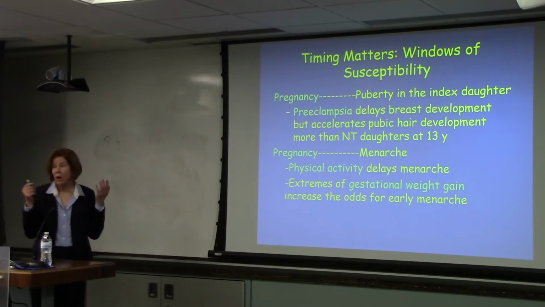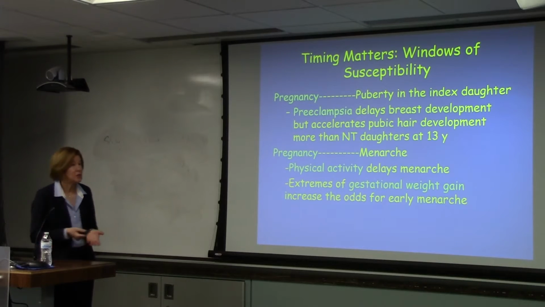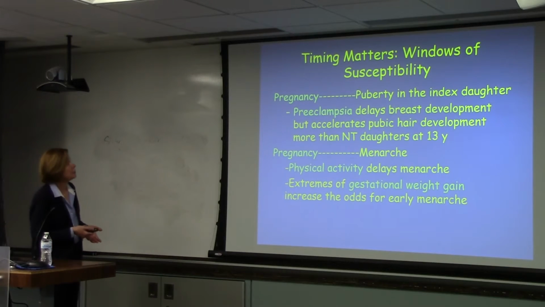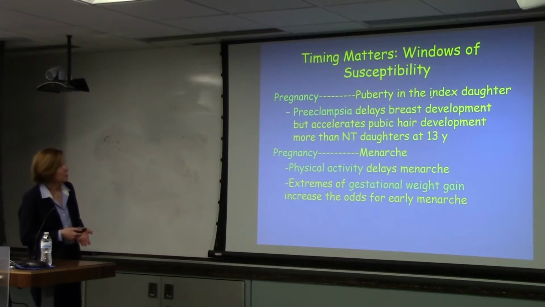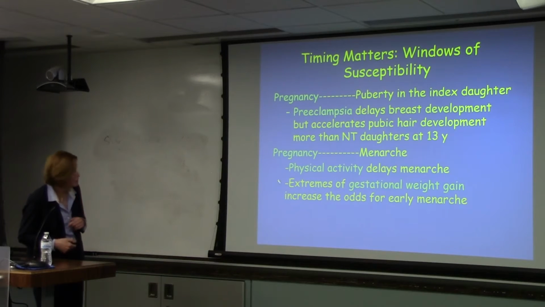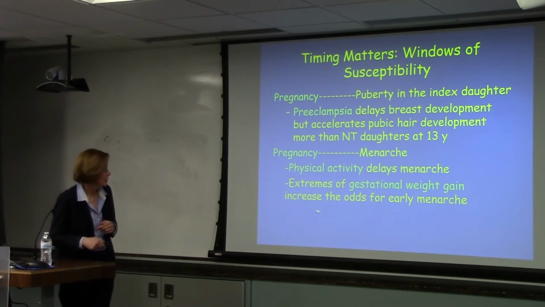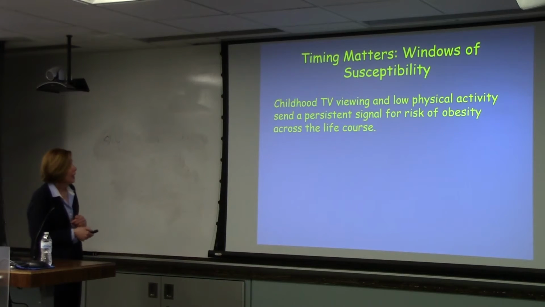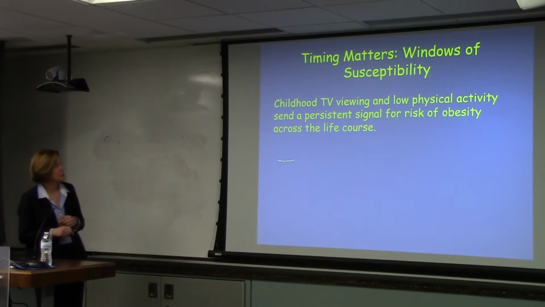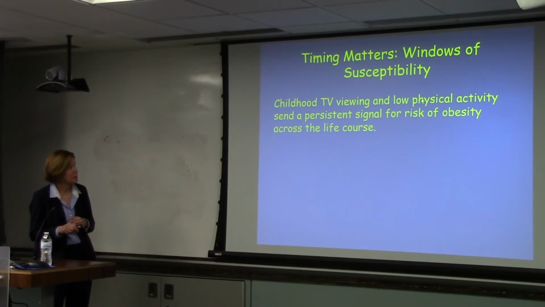And so let me just end by summarizing, saying to you, timing does matter with windows of susceptibility in pregnancy, and puberty in the index daughter. Preeclampsia delays breast development, but accelerates pubic hair development by 13 years. Physical activity from the nurses' mother study delays menarche, physical activity in pregnancy. Extremes of gestational weight gain increase the odds for early menarche. And we saw this incredible persistent signal in TV viewing and low physical activity, couch potatoes, on the signal for risk of obesity across the life course.